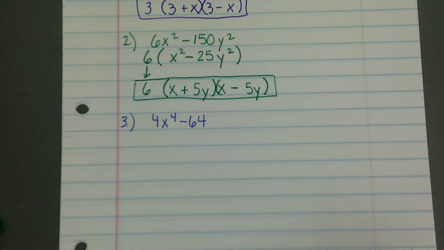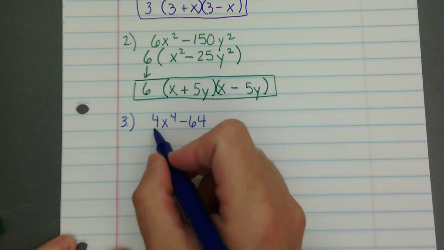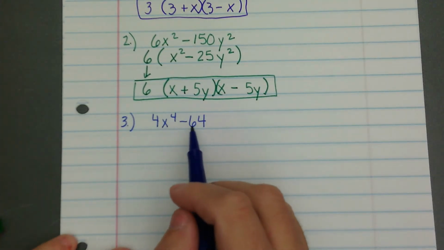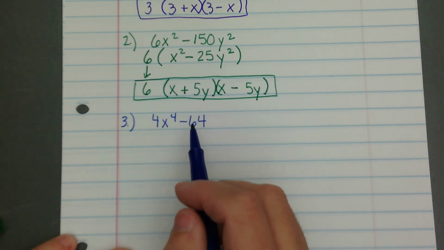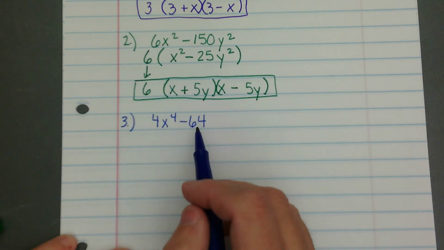Last one, 4x to the 4th minus 64. So I know that this looks like a difference of 2 perfect squares, and it is, except this goes a whole lot smoother if you GCF first. You could do it either way, but it's going to be more work for you if you just pull right into the difference of 2 perfect squares. So see if there's a GCF and pull it out.